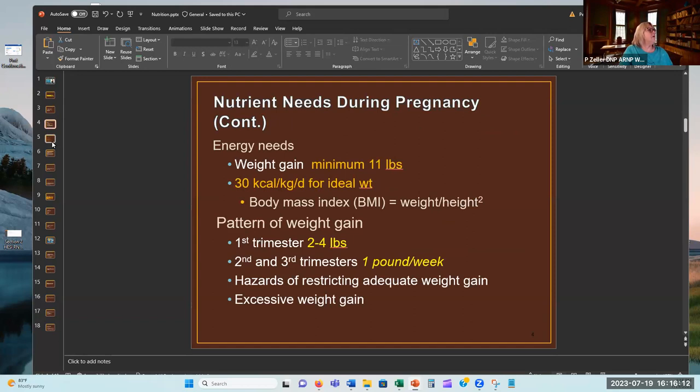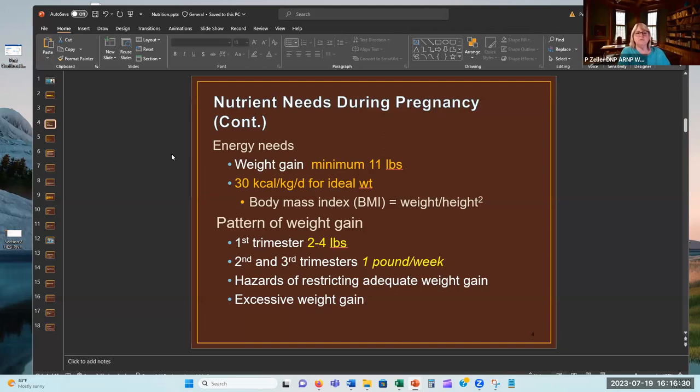So you can look at that. I'm not going to talk about that. So nutrient needs during pregnancy: just a few more calories a day. The majority of calories should be from carbohydrates. Pregnancy is not a time to diet.